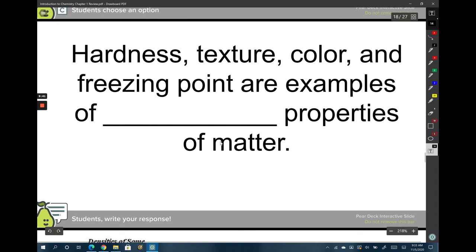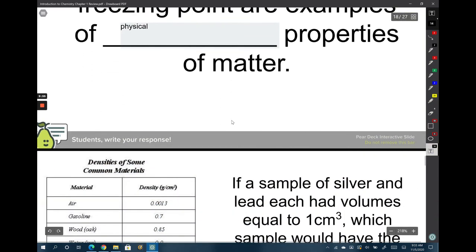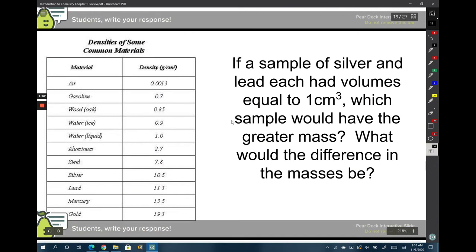Hardness, texture, color, and freezing point are all examples of what types of properties of matter? Those are all examples of physical properties of matter.